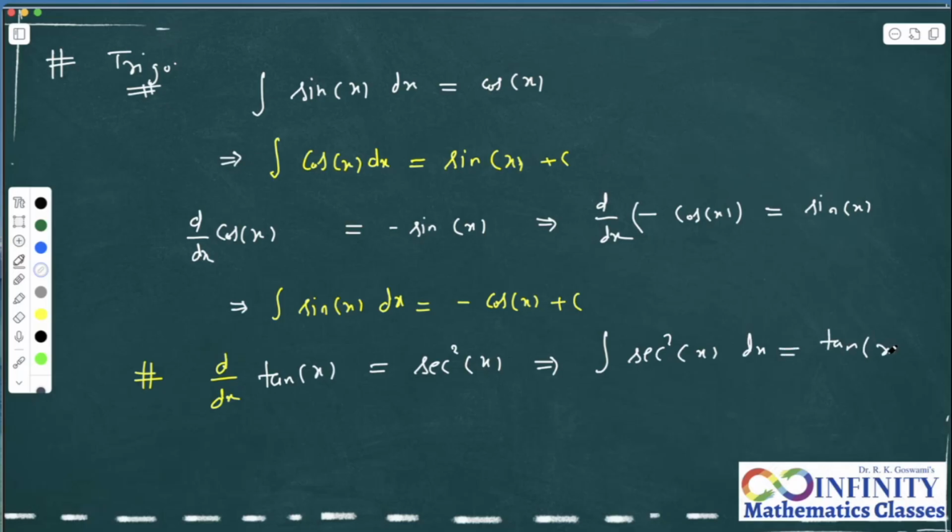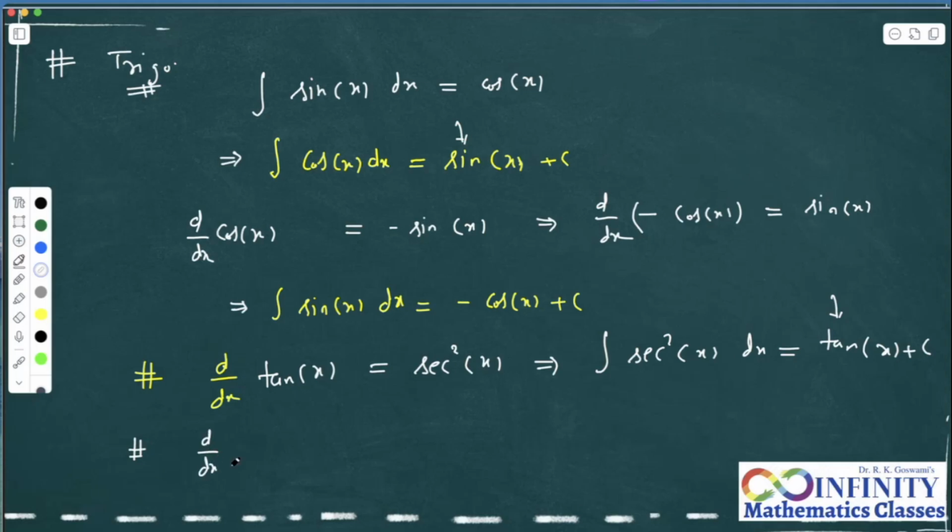So basically you need not learn all the formulas. If you know the derivatives, you can just ask the question, whose derivative is this? So whose derivative is secant square? Tan x is the answer. Whose derivative is sin x? Cos x is the answer. This is how we should learn the formulas. Okay.